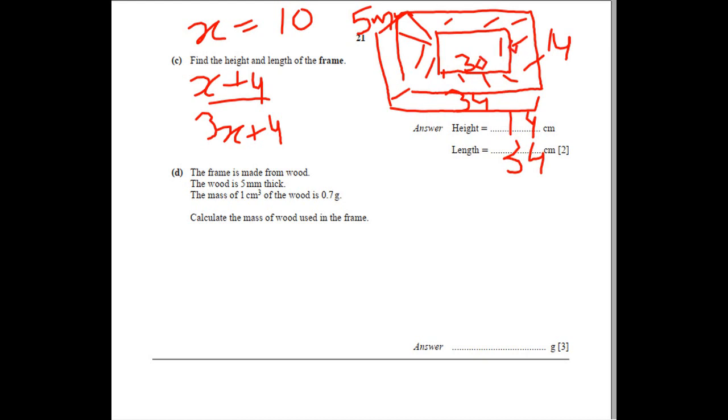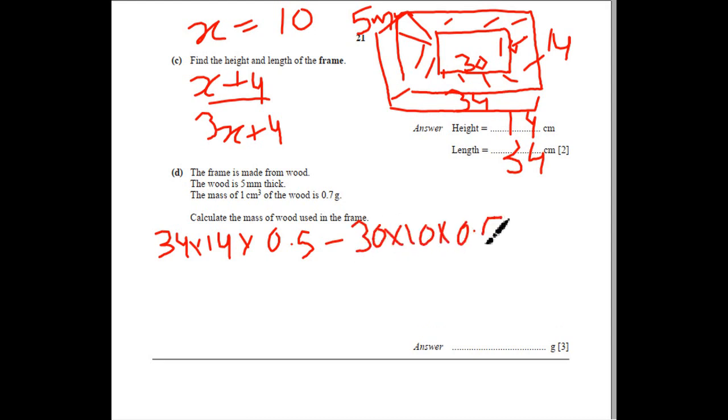So this is 10. Alright, so now we need the volume of the frame. So volume of the frame will be 34 times 14 times 5 millimeters, which is 0.5 centimeters. This is the volume of the whole cuboid minus the volume of the inner unshaded cuboid, which will be 30 times 10 times 0.5. So this will give us 88 centimeters cube.